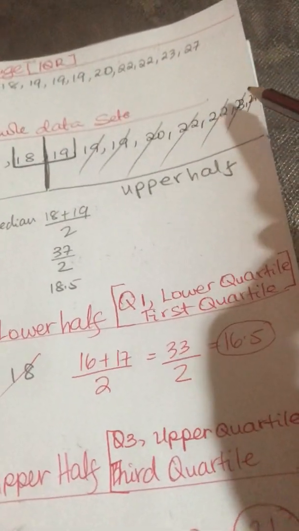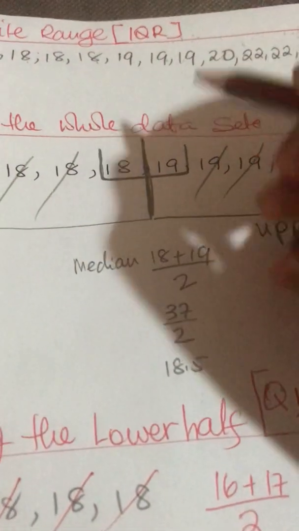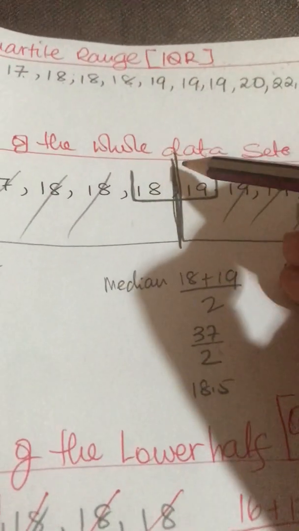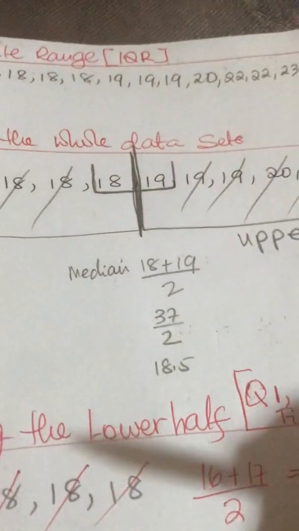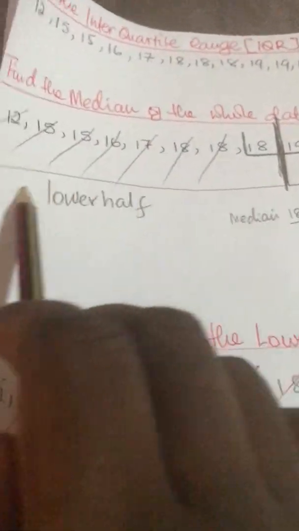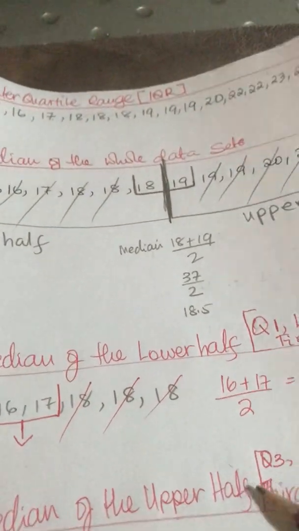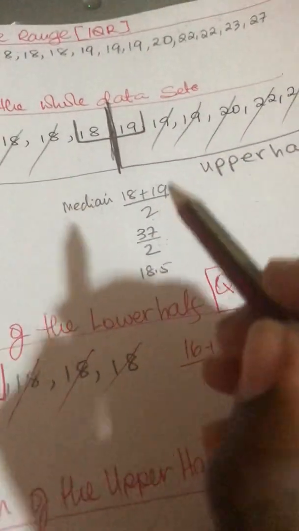I arranged, I crossed out 12 with 27, 15 with 23, like that. And then I was left with two numbers in the middle. Because I was left with two numbers in the middle, I put a line here. And this line is what is going to help me find my lower quartile and my upper quartile. So the left of this line is the lower half. And the right of this line is the upper half. Okay? So I found my median. I added 18 and 19. And I divided by 2. And this is my median.